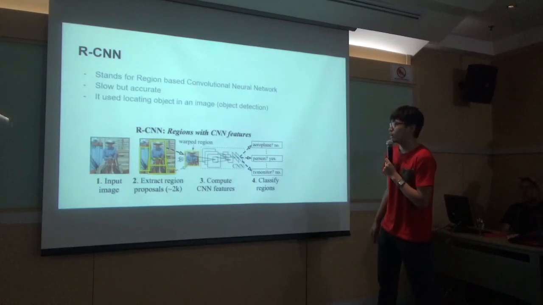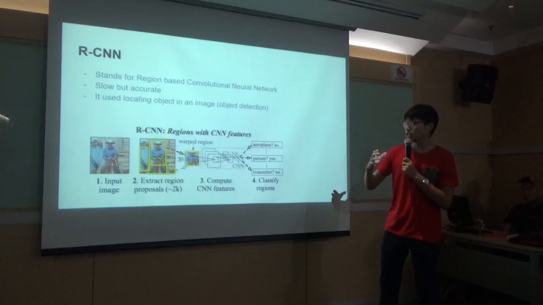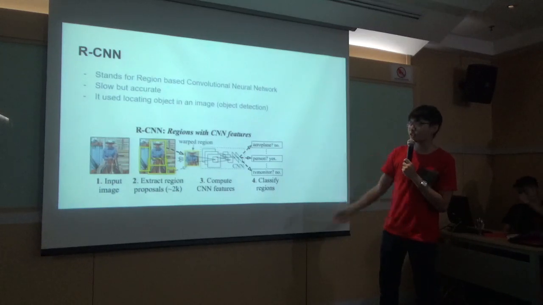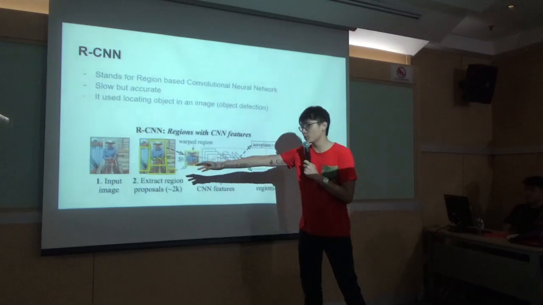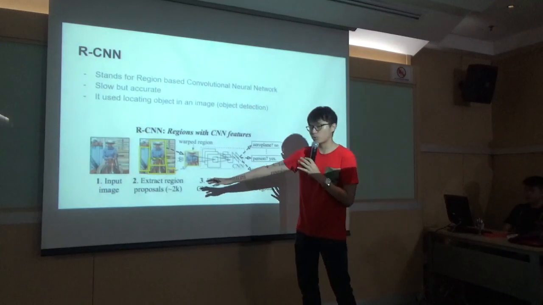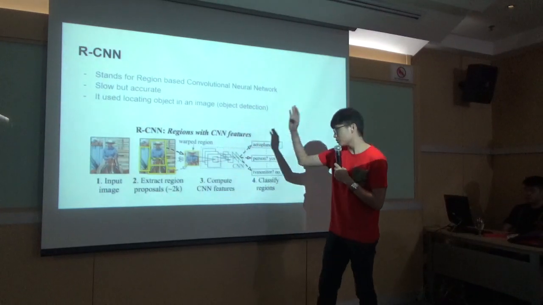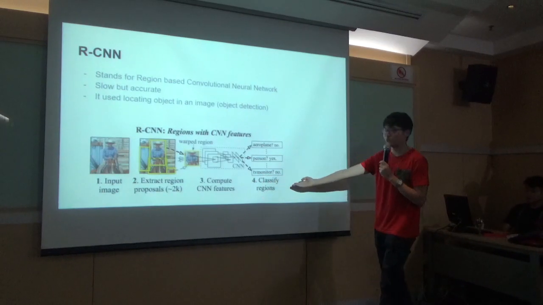It locates the object in an image. It's an object detection type. So it works like this: we input the image, and then we extract regional proposals, and then we compute the CNN features and classify the regions.